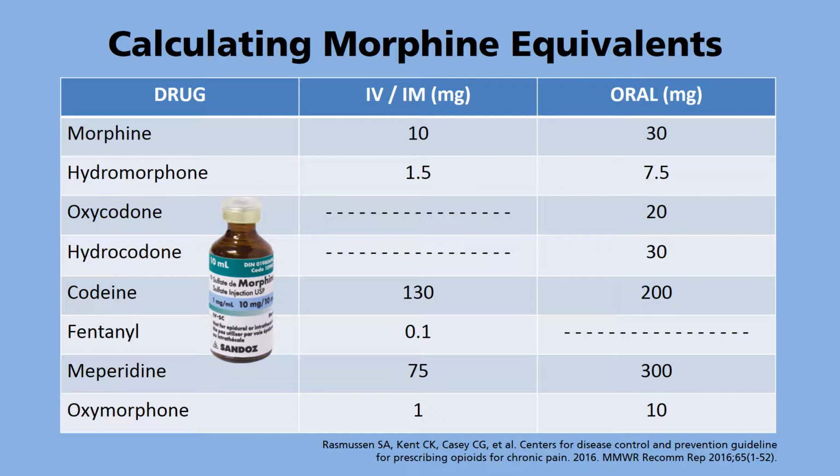This table shows how to convert commonly prescribed opioids into morphine equivalents. Not all medications have the same IV to PO ratio, and it is important to keep in mind the relative potencies when choosing a medication regimen for patients. For example, hydromorphone is 5 times more potent when given intravenously compared to the oral formulation.